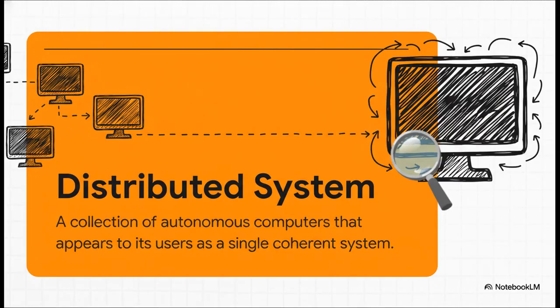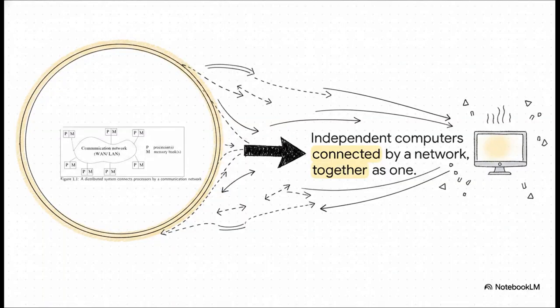Okay, so here's the more textbook definition. The phrases you really want to lock onto here are autonomous computing elements, which just means separate independent computers, and single coherent system. So the whole magic trick is making a whole bunch of different machines act together like they're one giant, super powerful computer. And this is a great way to visualize it. You've got all these individual separate computers, each one doing its own thing. But when you connect them with a network and some really smart software, they all work together. To you, the user, it just looks like one seamless, powerful service.